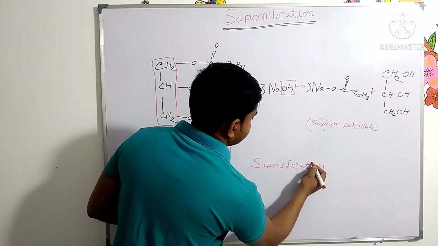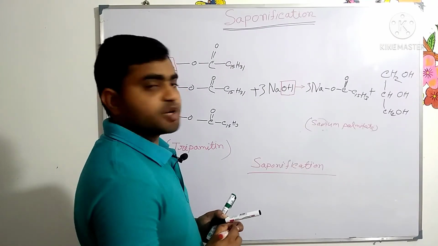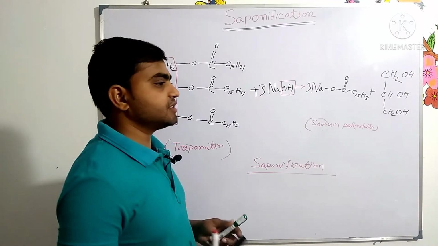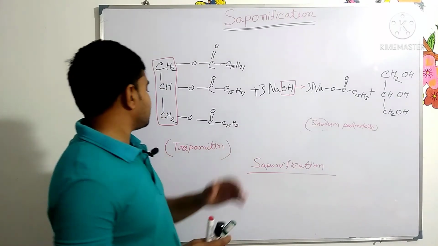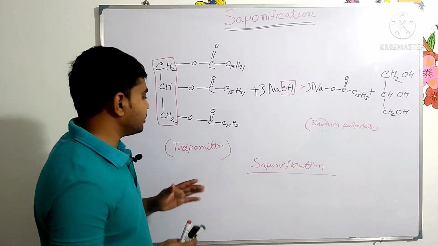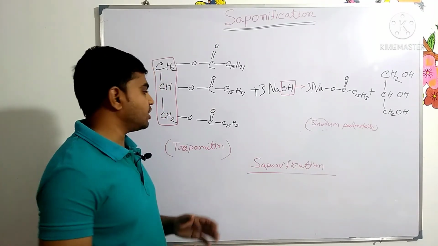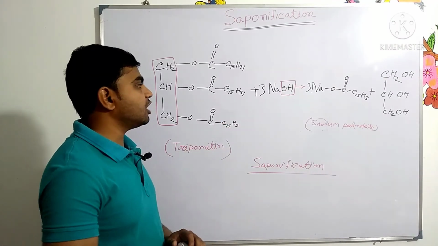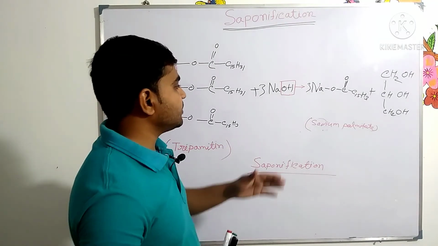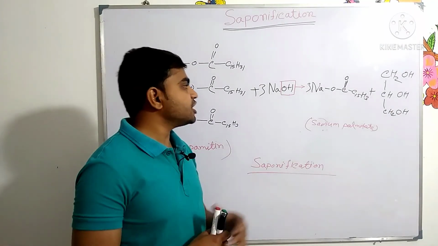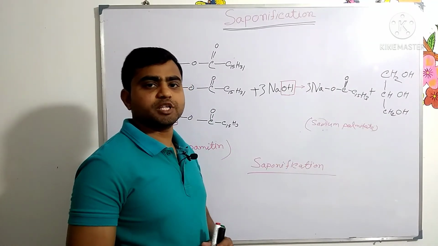Saponification is very clear and very easy. I think you have understood that. Tripalmitin, or 3 molecules of triglyceride or lipids, and 3 molecules of sodium hydroxide or alkali, react and produce 3 molecules of sodium salts or sodium palmitate and 1 molecule of glycerol.